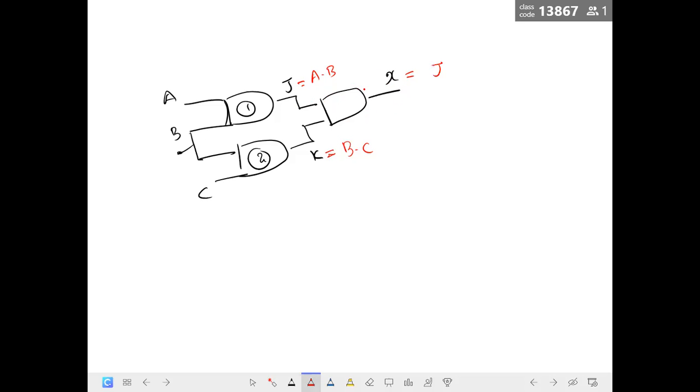මේක AND gate එකක්නේ. J and K. ඒ විදිහට ලියන්නත් පුළුවන්. Different color එකක් use කරමු. X equals J and K. But this is not the answer I expect, right? I need the most simplified answer. So J means A and B.